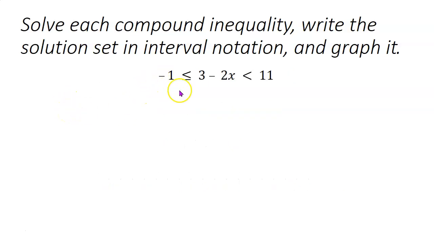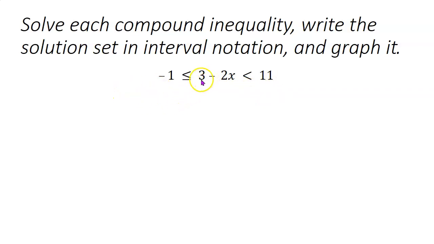And here we have a sort of a three-sided inequality. Negative 1 is less than or equal to 3 minus 2x is less than 11. What we want to get is just x by itself in the middle between the two inequality signs, and then numbers on the outside so that we can find out where x has to be. And whatever we do, we have to do the same thing to all three sides.